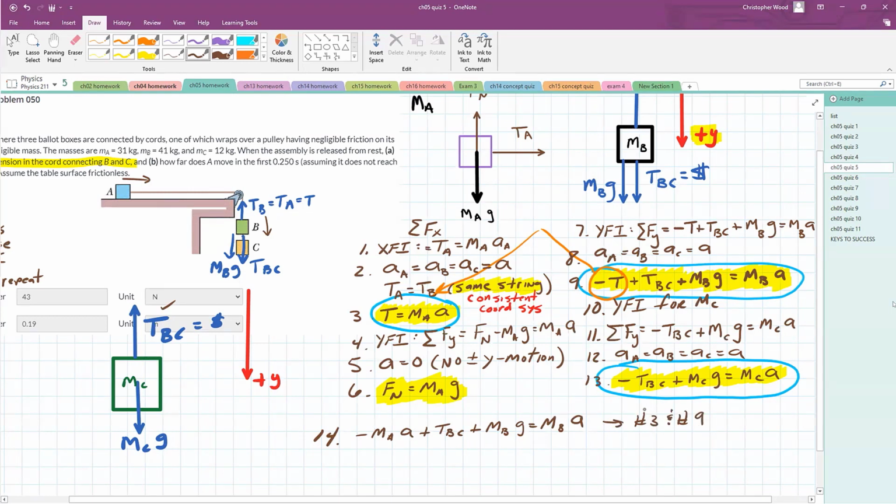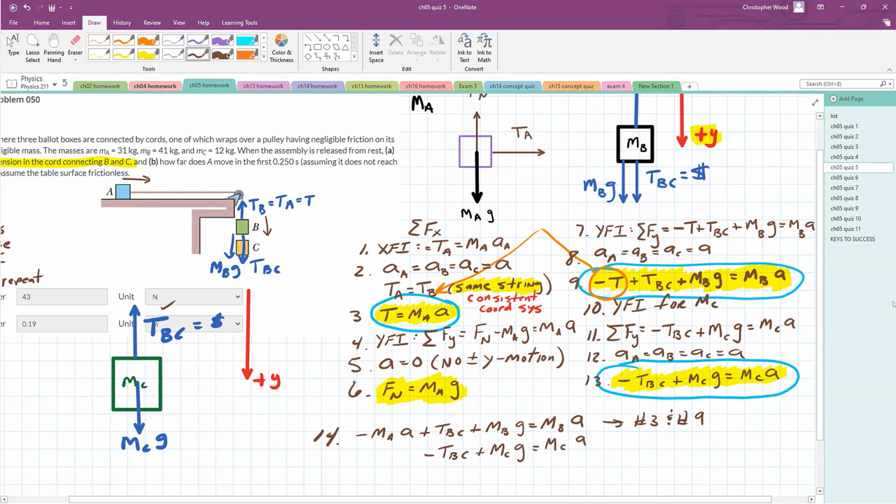And then right below it, I have number 13. So here's step number 13. Step number 13 says minus TBC plus MCG equals MCA. And then you're done. You're done.